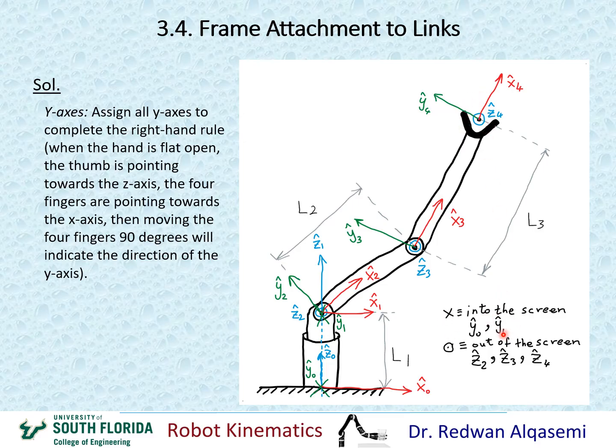Okay, so I put here the summary for the axes that are not shown clearly. The out of the screen axes are z2, z3, and z4, and the into the screen axes are y0 and y1.